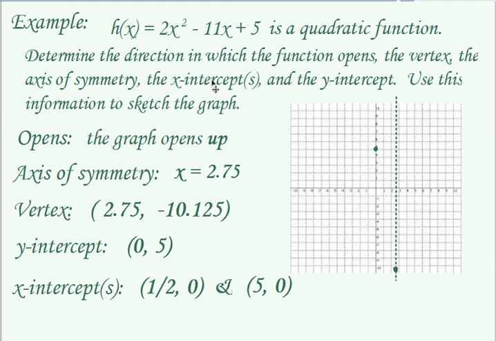And if you will go back and remember with me, we can reflect that y-intercept across the axis of symmetry. When I then draw in my x-intercepts at (1/2, 0) and (5, 0), I get a really good picture of where my parabola is supposed to be.